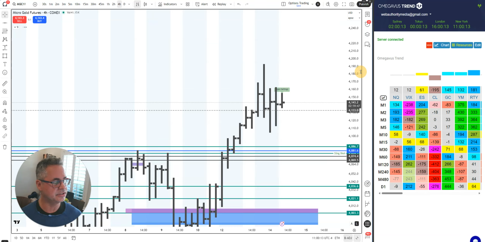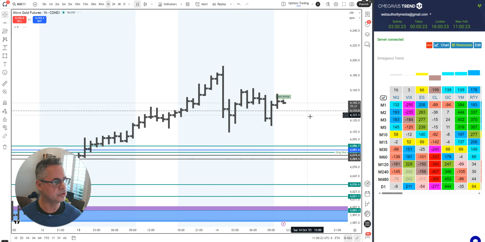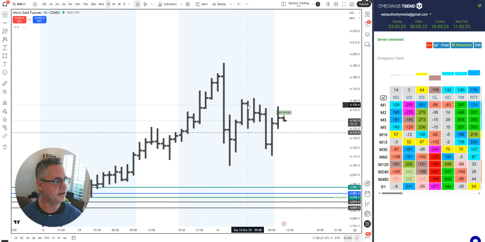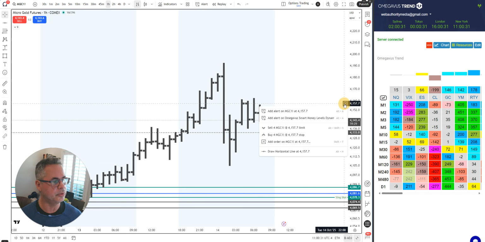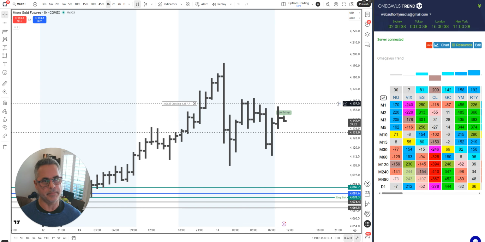I haven't done the analysis here yet, but based on what I'm seeing on gold, I'm expecting gold to carry on and continue further higher. I'm going to drop into a 1-hour chart and identify a resistance area, and I will feel confident. I'm going to put an alert here that if I break above that level of 41.57, I'll come back and potentially look for opportunities on gold to continue further higher.